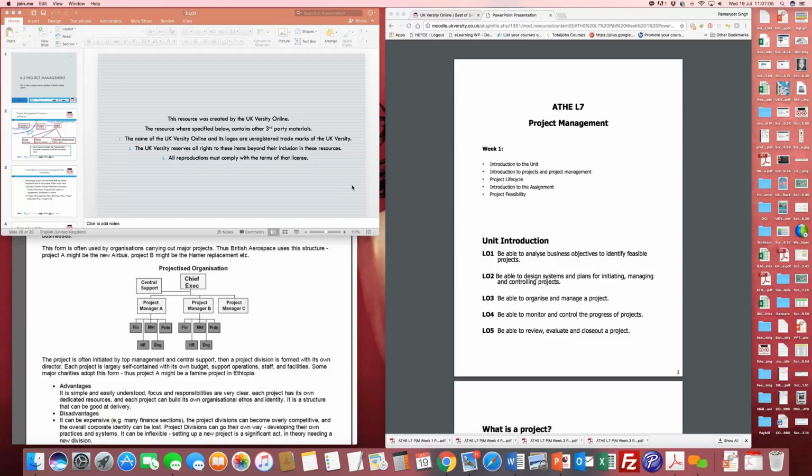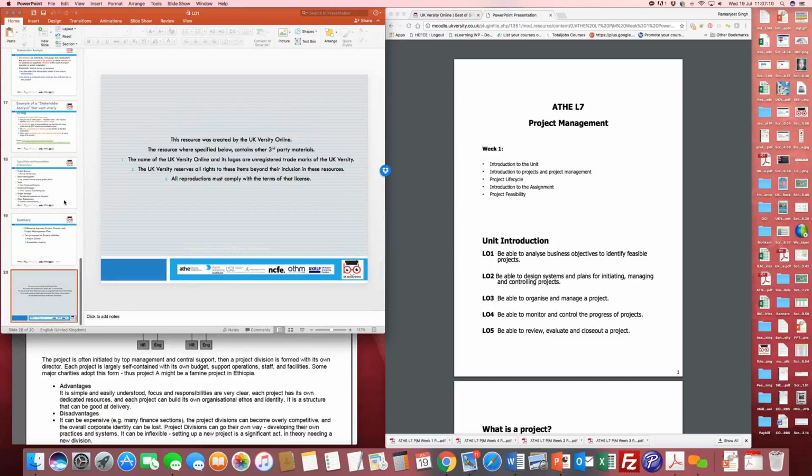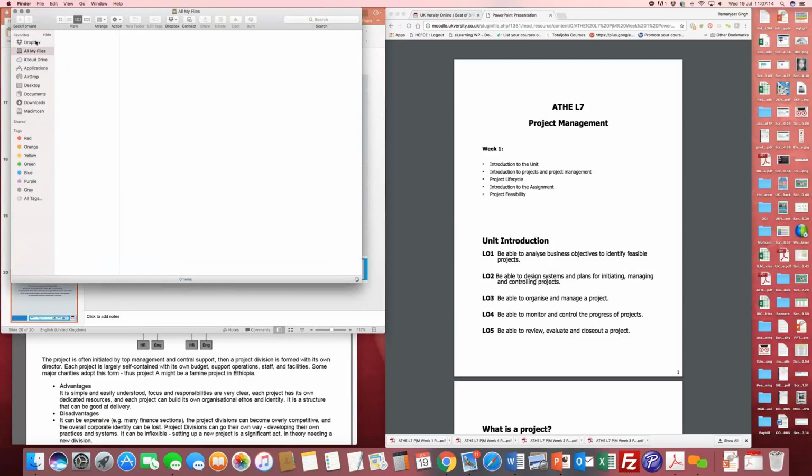So what I'm going to do is, obviously, before I start off, just quickly recap in terms of the presentation that we did last time and where we stopped. And what we're going to do is obviously move on to learning outcome 2 and learning outcome 3.